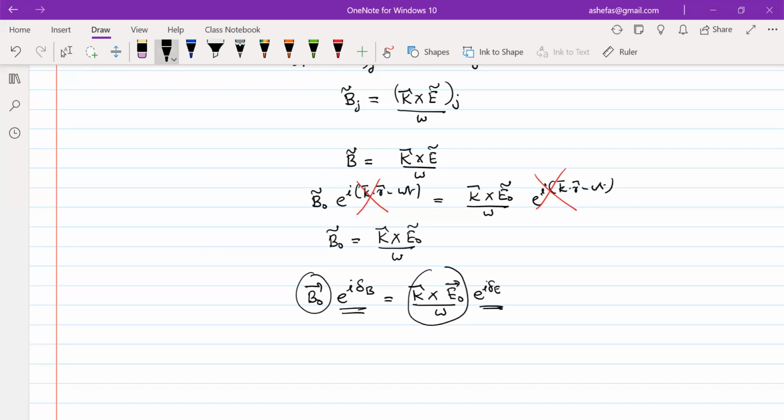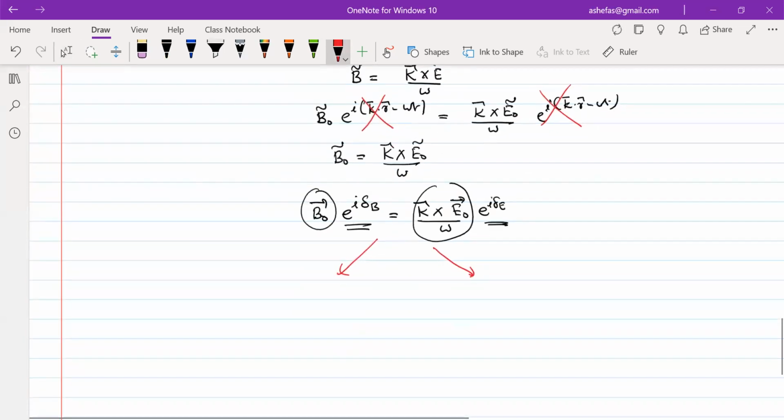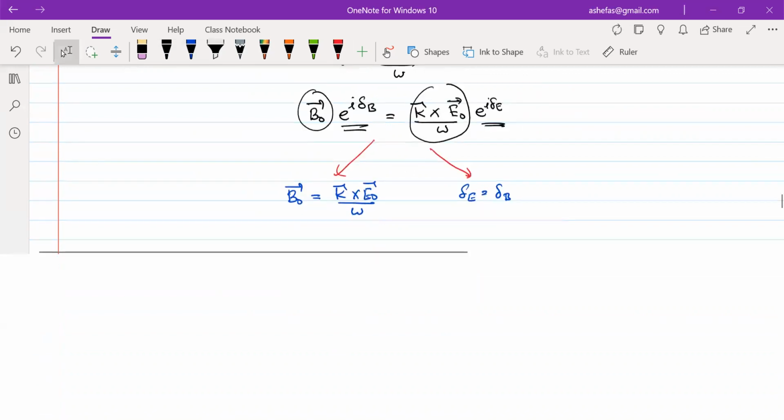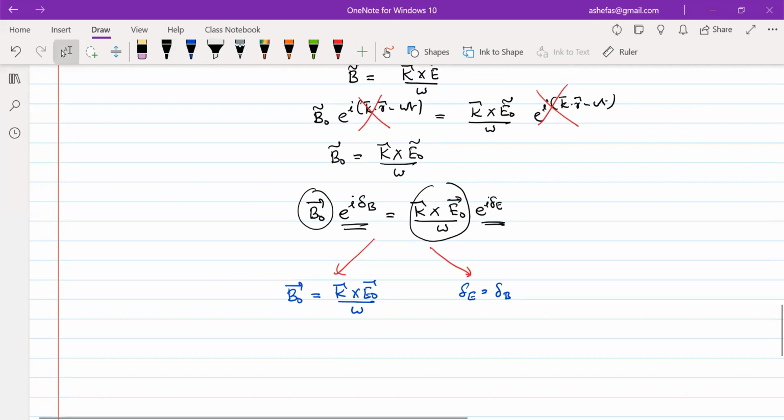So this complex function should equate separately. So hence, this will give two conditions. One is vector B0 is equal to k cross E0 divided by omega, and delta E is equal to delta B. So finally what we have got is the direction of the magnetic field should be perpendicular to both the direction of propagation and the direction of the electric field.